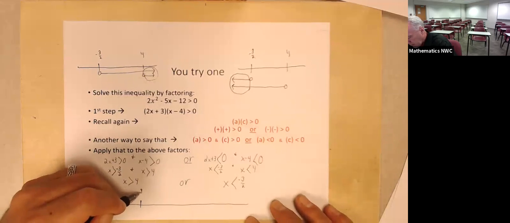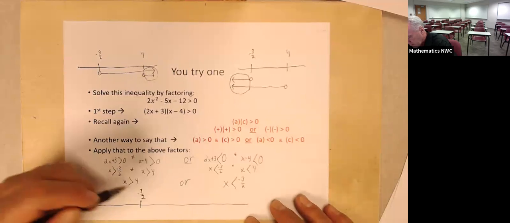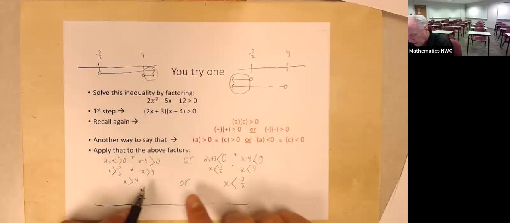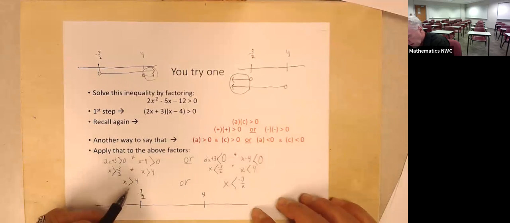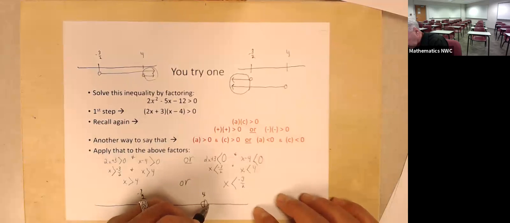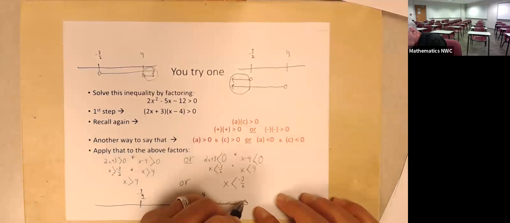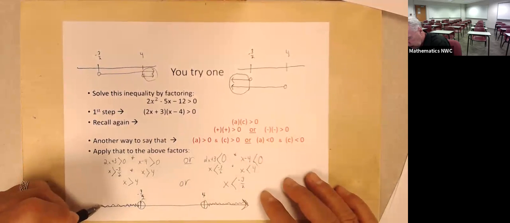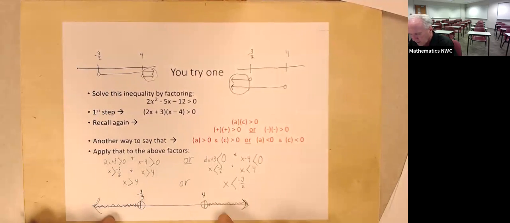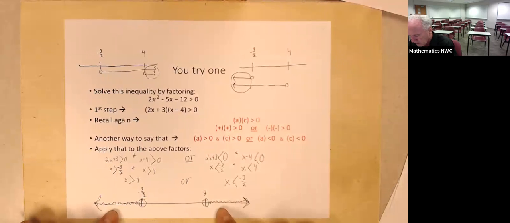So I have a negative 3/2 for this one, and a positive 4. Greater than 4 means all of those. Less than negative 3/2 means all of those. Those are my answers.